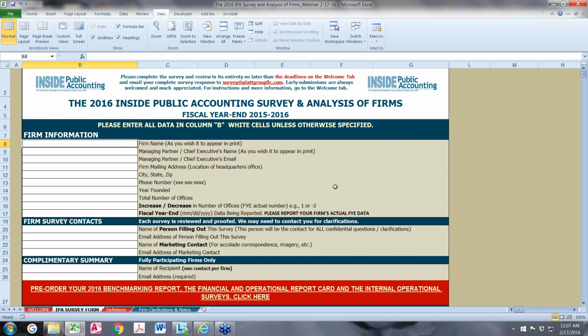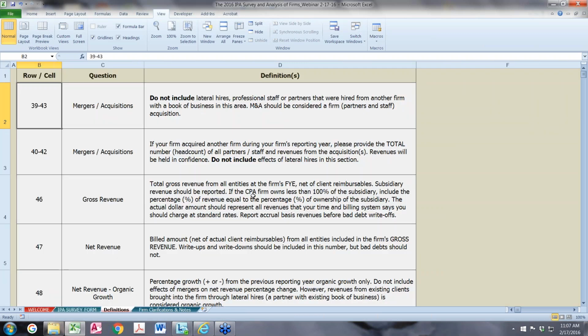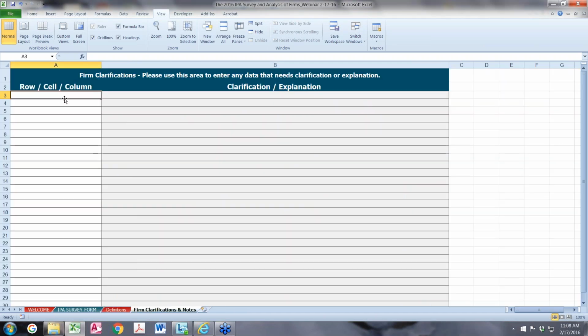A couple of quick comments on the tabs before we get to the survey itself. This second tab is the IPA data entries survey form, which we'll come back to in a second. The next tab is a helpful guide to definitions, so we're all providing comparable information. We encourage you to refer to this tab when completing the form. And finally, the last tab, Firm Clarifications and Notes, is a place for you to provide clarifications or further explanations of an answer if needed.